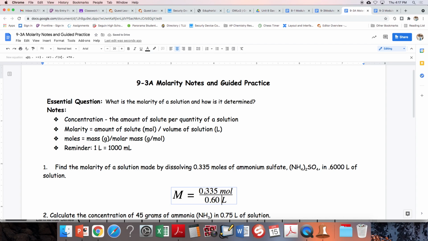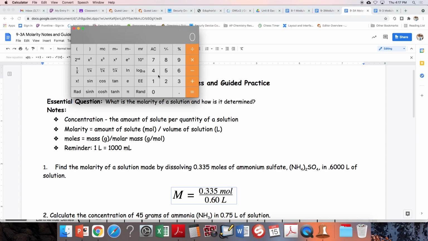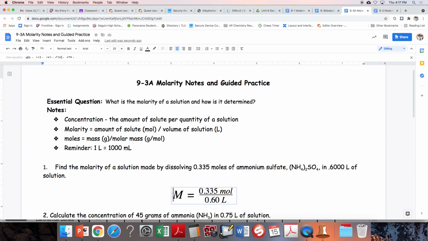So then all I've got to do is 0.335 moles divided by 0.6 liters, and that's going to get me 0.558. Remember, it's usually safest if it's less than 1 to keep 3 decimal places. So my molarity is going to be 0.558 molar. We usually pronounce big M as molar, but that's just molarity. All right, let's look at our next one.